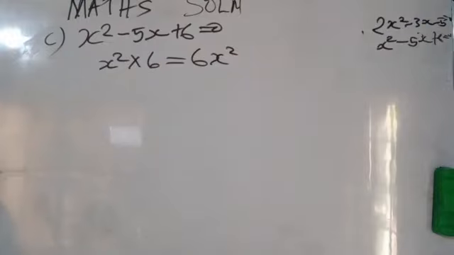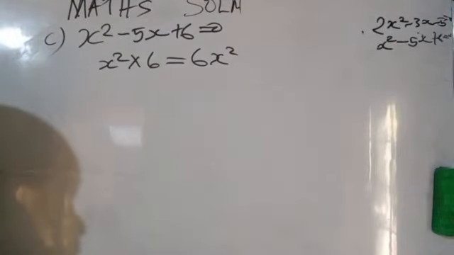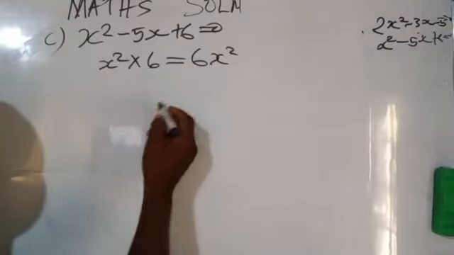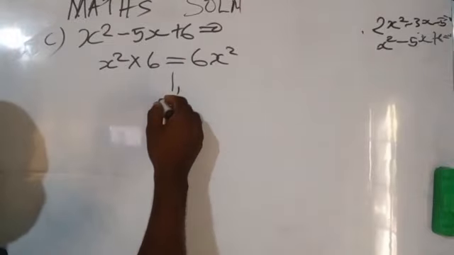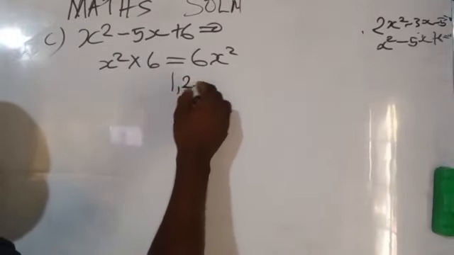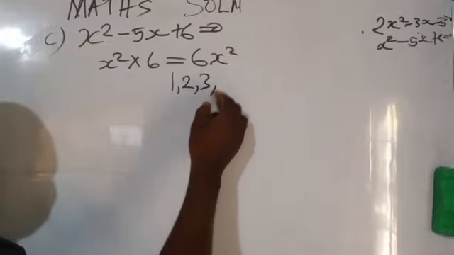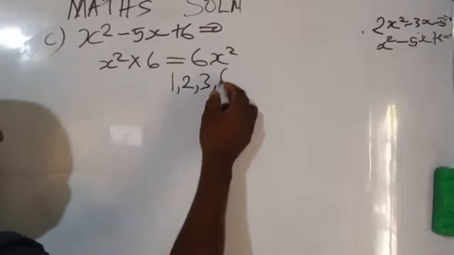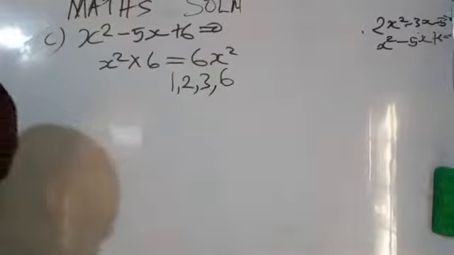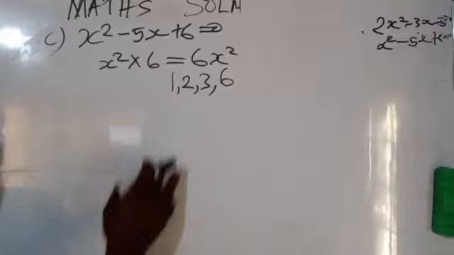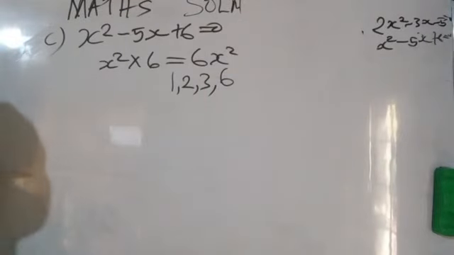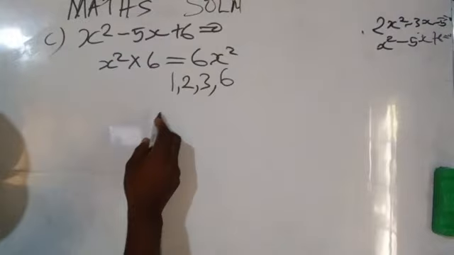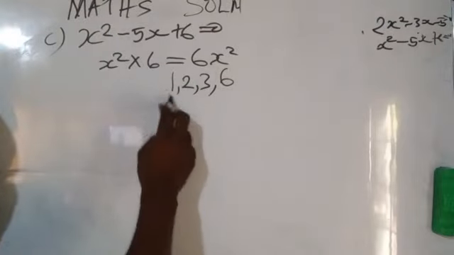You find out the factors of 6, those things that can divide 6 without any remainder, so that you have, since you have 6 here, then we'll have 1. 1 can divide 6 without remainder. 2 can divide 6 without remainder. 3 can divide 6 without remainder. 6 itself. Good.